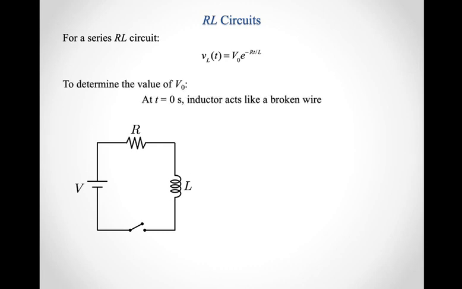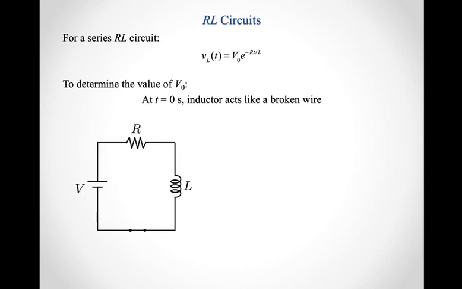Well, to figure out what that initial value V naught is, I need to think about what's going on in my circuit as I close the switch. And I know that at t equals 0 seconds, my inductor acts like a broken wire. So when you close the switch, the inductor is going to oppose any change in current by generating a back EMF that keeps current from flowing through the circuit for that initial instant when the circuit's closed. Which means that at t equals 0, my inductor is acting like a broken wire. It's preventing current from flowing through the circuit.